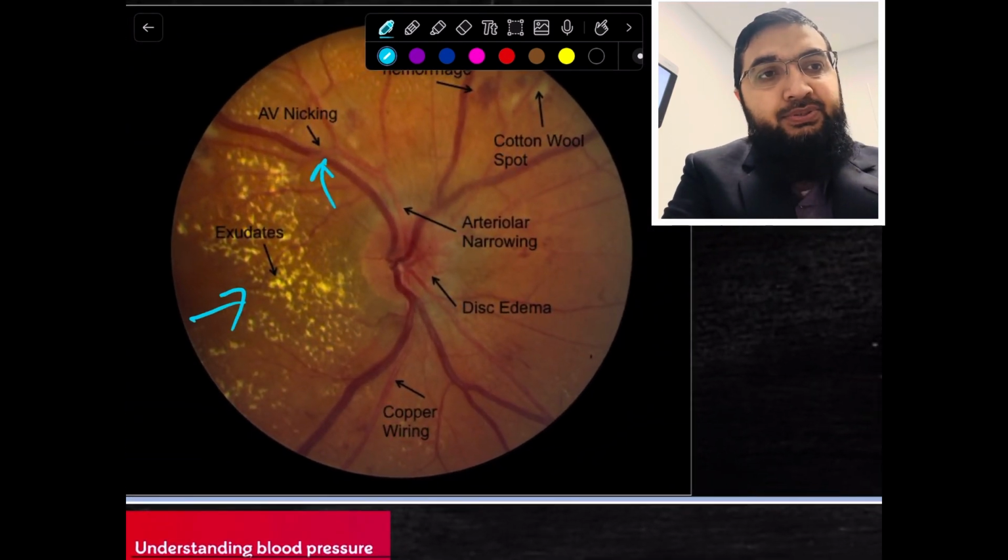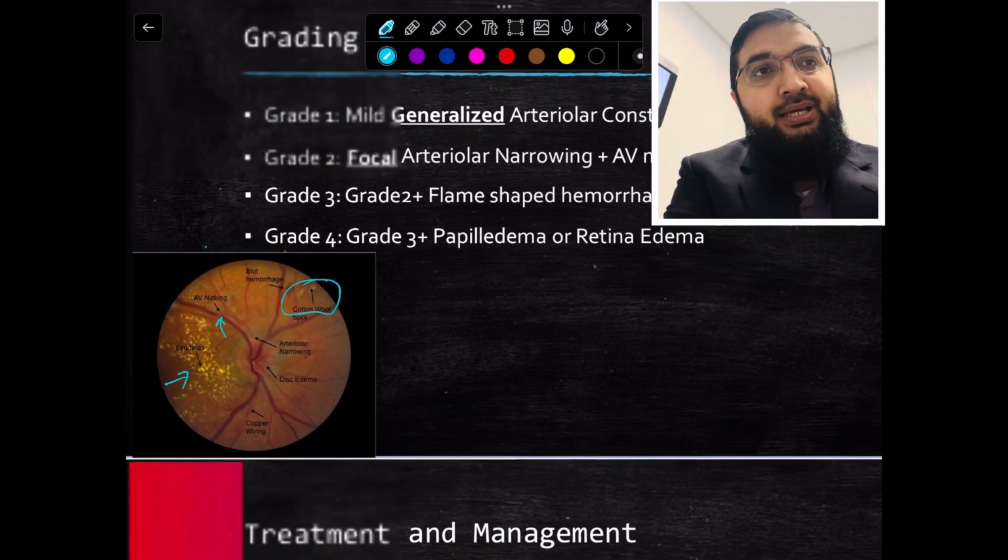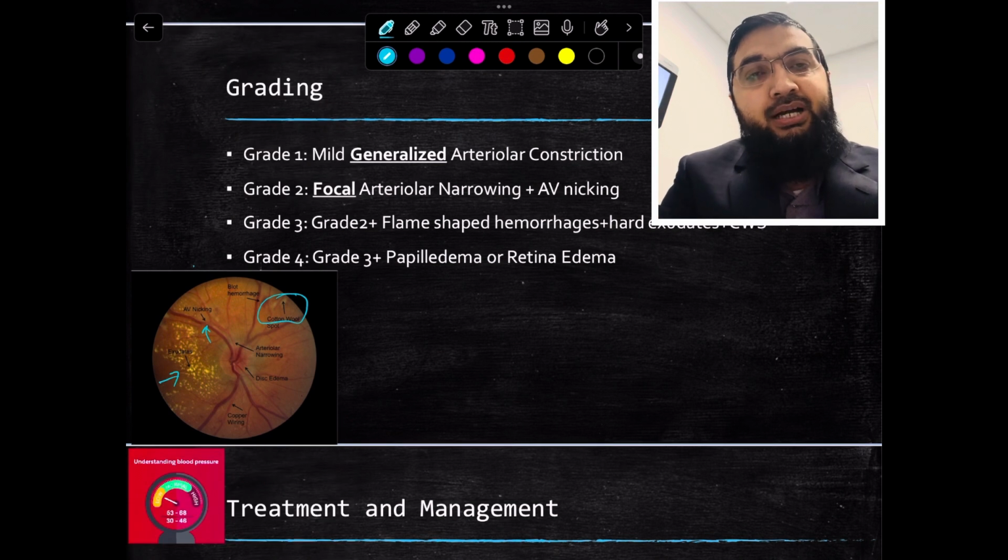That's the problem. You see these exudates? That's how they look. That's the problem. Look at this cotton wool spot. You see? So that's the problem. Those are important things to keep in mind.